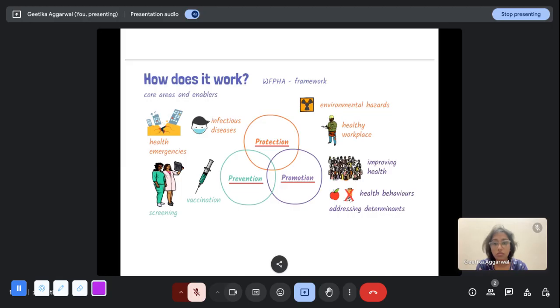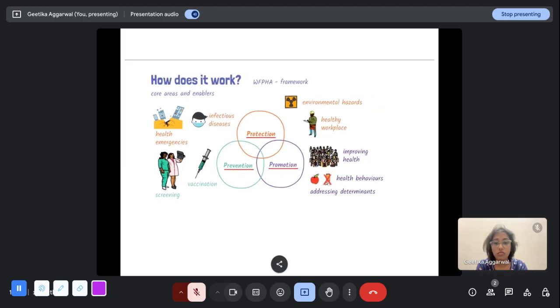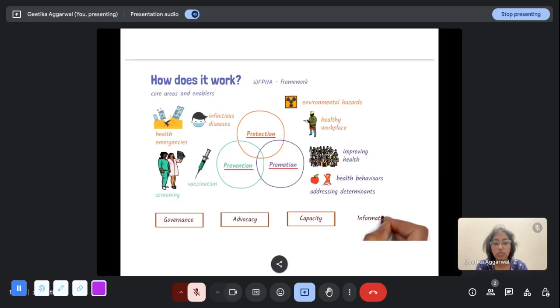To enable these core areas to function, there needs to be good governance. Advocacy to influence and obtain support and commitment for actions that support a health goal. Capacity, having an adequate, well-trained, and supported public health workforce, and having accurate, timely information to support health actions, such as relevant research, surveillance, monitoring, and evaluation.